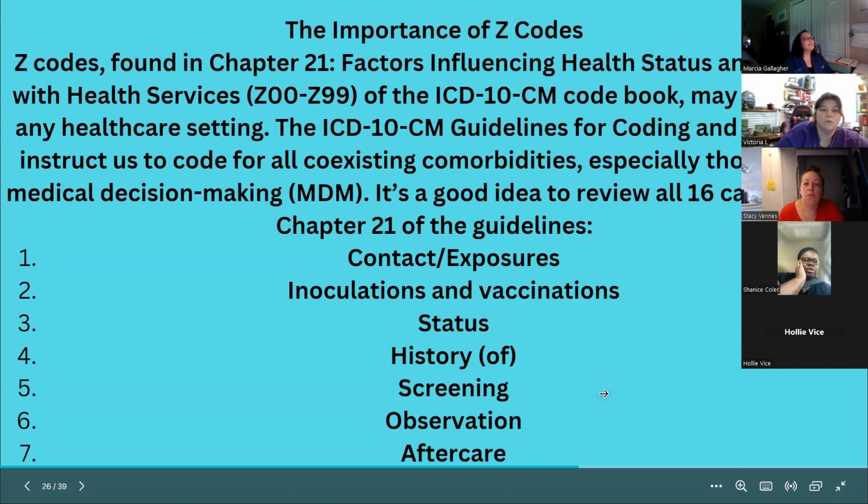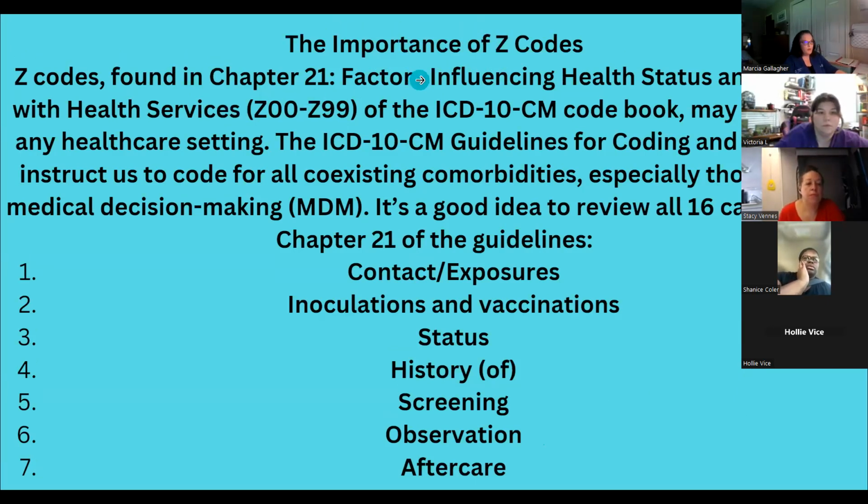All right, the importance of Z codes. Z codes are found in chapter 21 of your ICD-10 manual, not your textbook: factors influencing health status and contact with health services. They go from Z00 through Z99 of the ICD-10-CM codebook and may be used in any healthcare setting. The ICD-10-CM guidelines for coding and reporting instruct us to code for all coexisting comorbidities, especially those part of medical decision-making. It's a good idea to review all 16 categories in Chapter 21 guidelines.